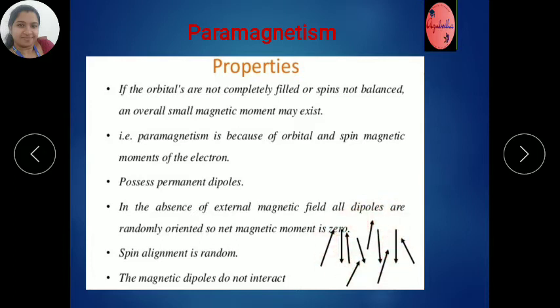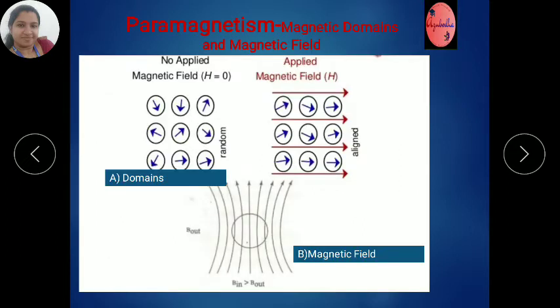Then spin alignment is random. The magnetic dipoles do not interact. So we can observe the paramagnetism, magnetic domains and magnetic field of paramagnetic material. When no field is given, no applied magnetic field, that means H is equal to 0, a random arrangement of domains are there.